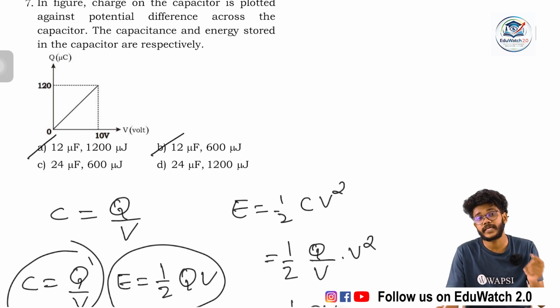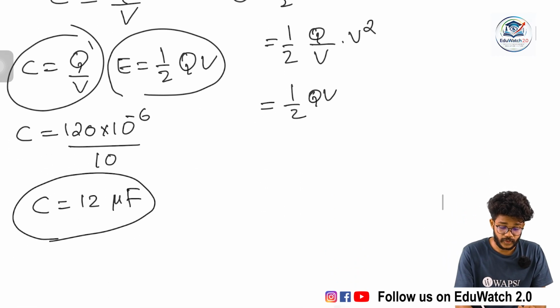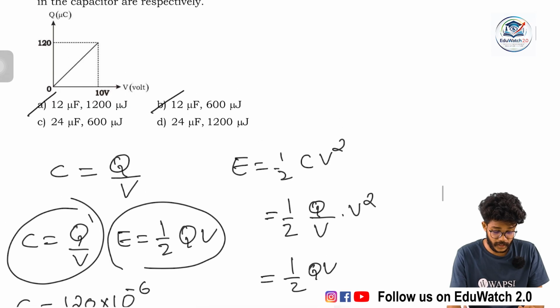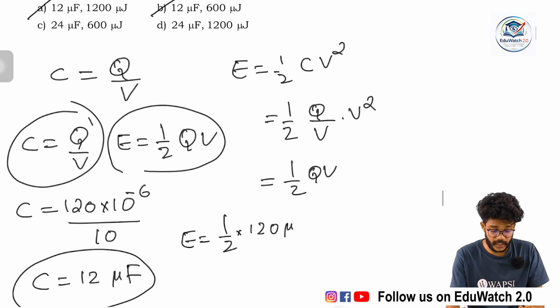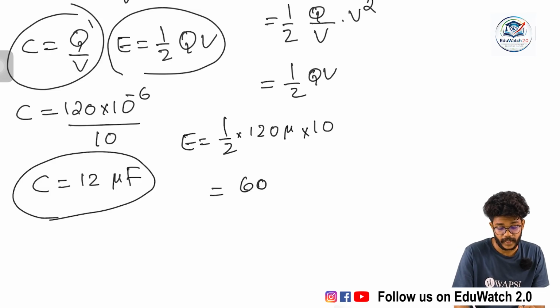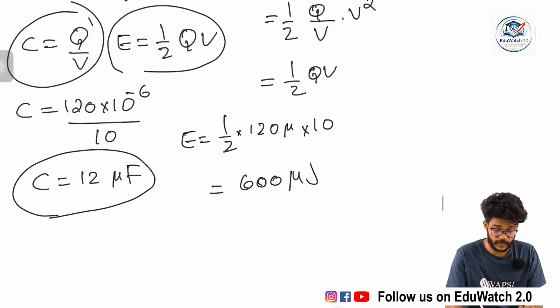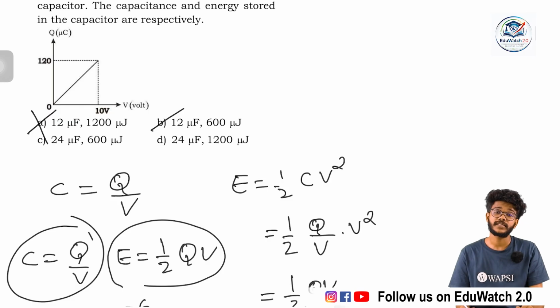So we need to find the energy of this capacitor. E is equal to half QV, half of Q, which is 120 microcoulomb, and V is 10 volt, into 10. So 120 by 2 is 60, 60 into 10 is 600 microjoule, the unit of energy being joule. 600 microjoule is with option B, so option A is the incorrect option and option B is the correct one.